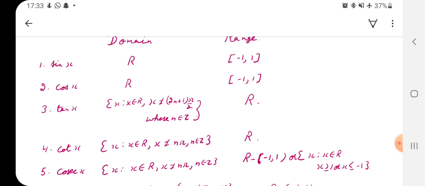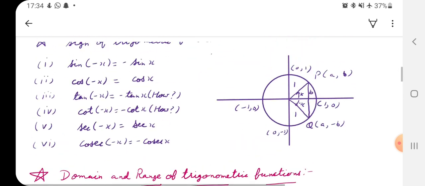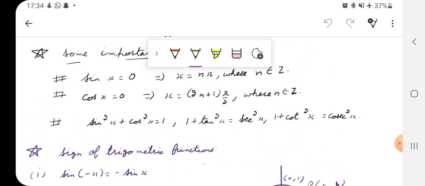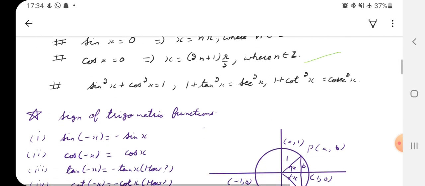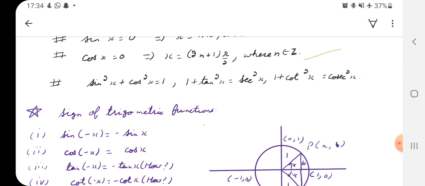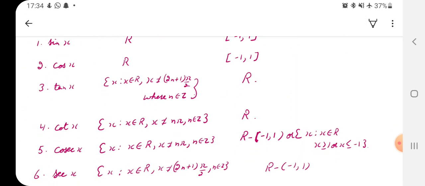Cos x domain is the set of real numbers R and codomain is the closed interval -1 to 1. Tan x domain is all those x such that x belongs to R and x is not equal to (2n+1) pi by 2. That is, x is not an odd multiple of pi by 2. And when x is an odd multiple of pi by 2, cos x will become 0. So that is why these points are excluded from the domain.